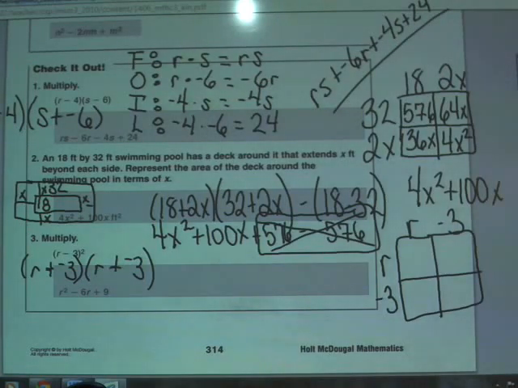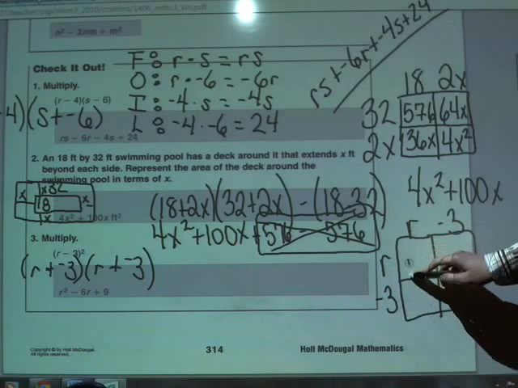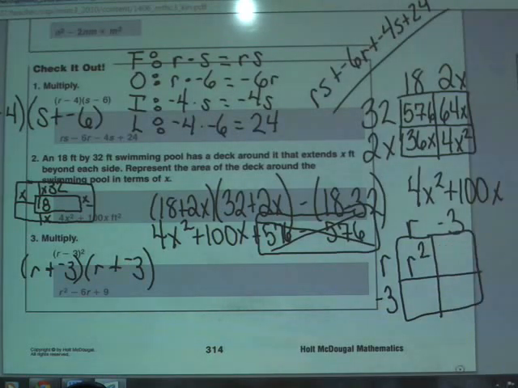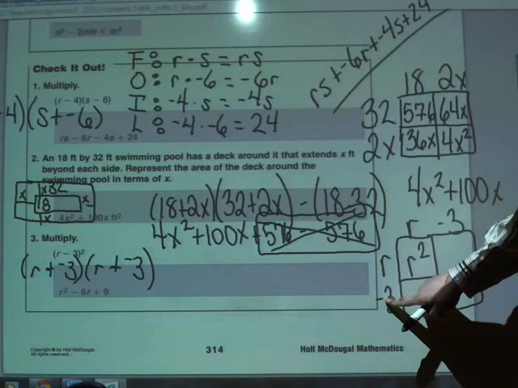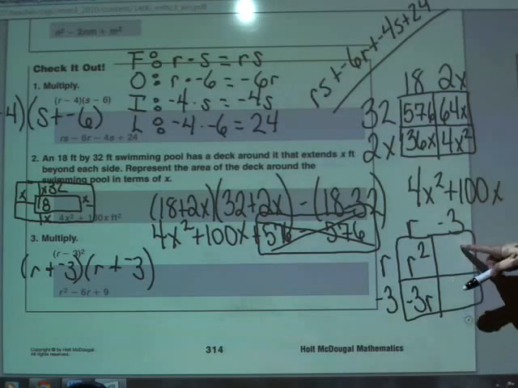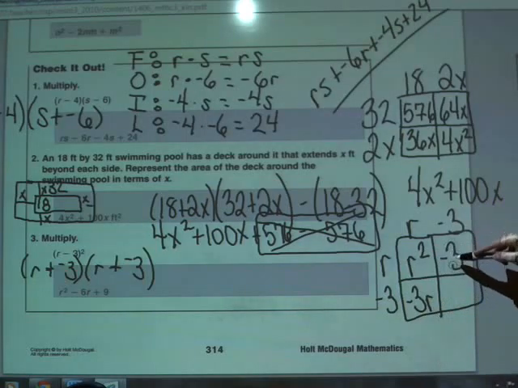So, upper left box has r above it and r to the left of it. Well, the product of powers rule says when we multiply those together, we add the exponents. Since there's no visible exponent, it's like a 1. 1 and 1 go together to make 2. This box here has r above it and negative 3 to the left of it. That's going to give me negative 3 r's. This box here is the exact same thing, negative 3 above it and r to the left of it, negative 3 r's. This last box here has negative 3 above it and negative 3 to the left of it. Well, a negative and a negative are going to make a positive.